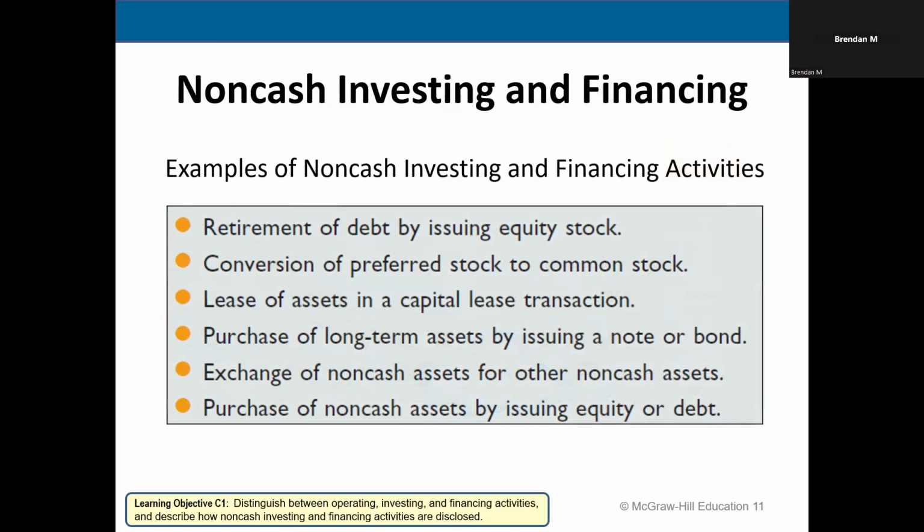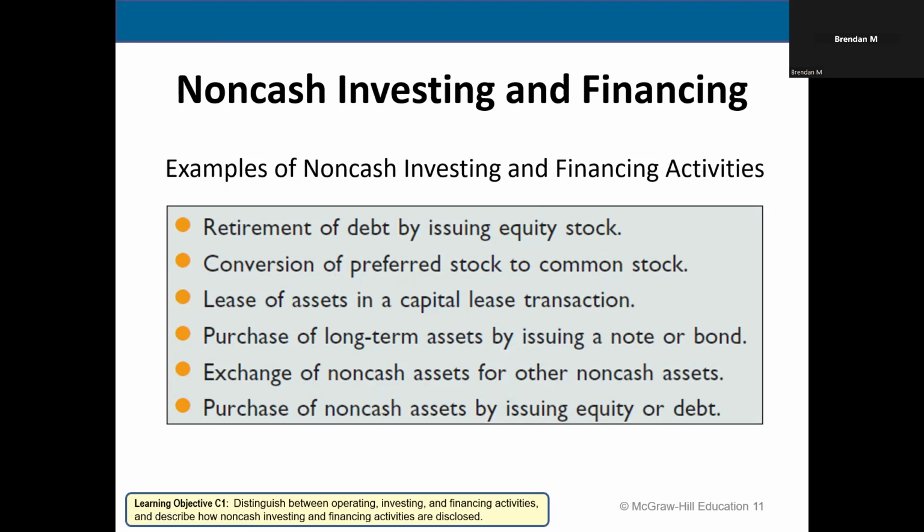Now you have non-cash investing and financing activity. And we have quite a lot of that. Maybe we retired debt by issuing stock. We had some convertible stock. We changed our preferred stock, we moved to common stock. We leased some assets in a capital lease transaction, purchase of long-term assets by issuing a note, exchange of non-cash items.